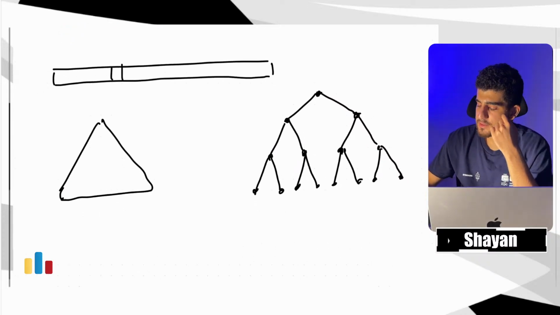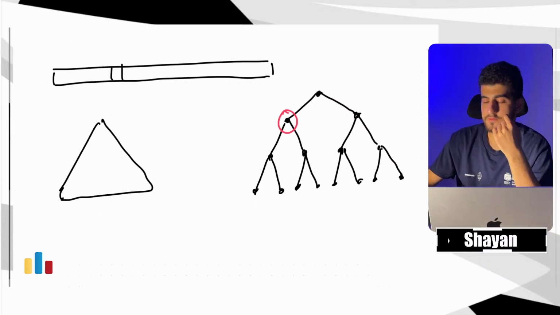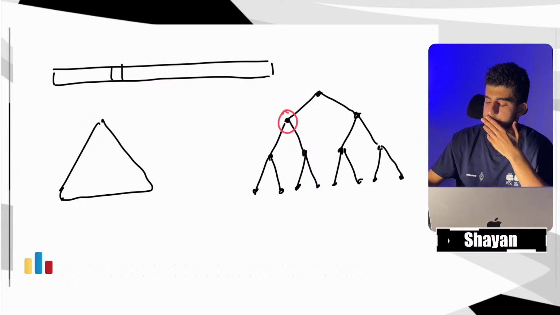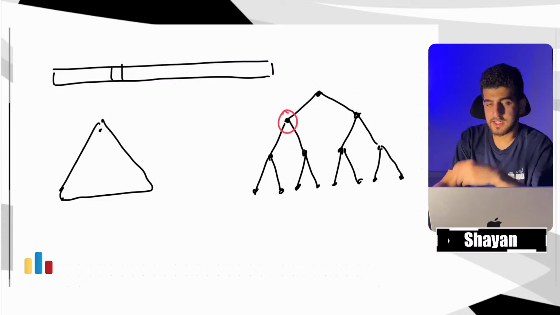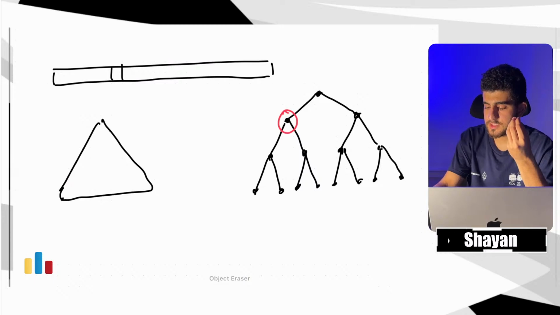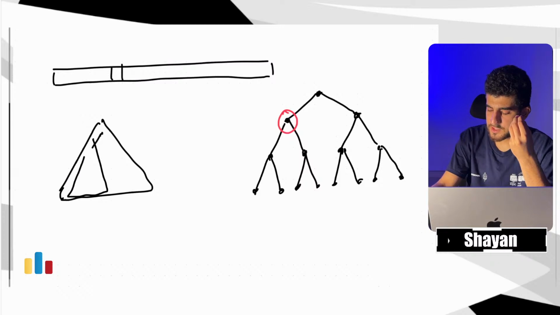So I'm saying that based on the height of each vertex, it's easy to find out what is the size of their subtree. And it's easy to say what is the size of the subtree of this vertex itself, what is the size of the subtree of its left child, and what is the size of the subtree of its right child.